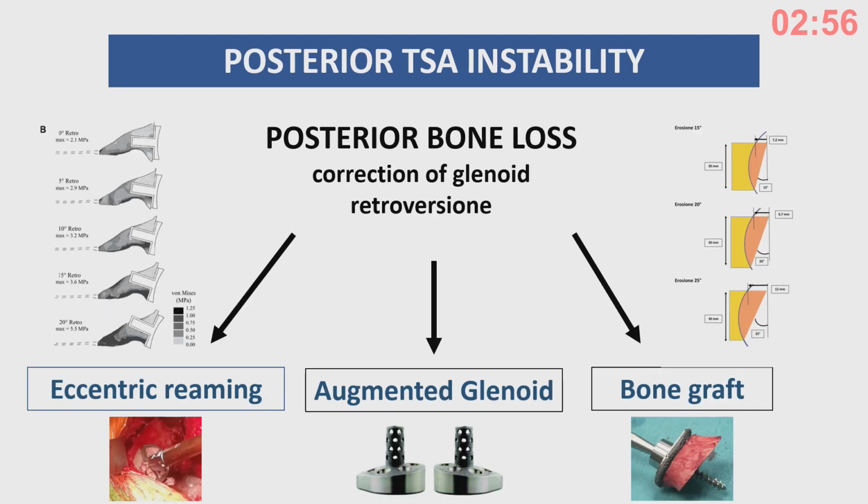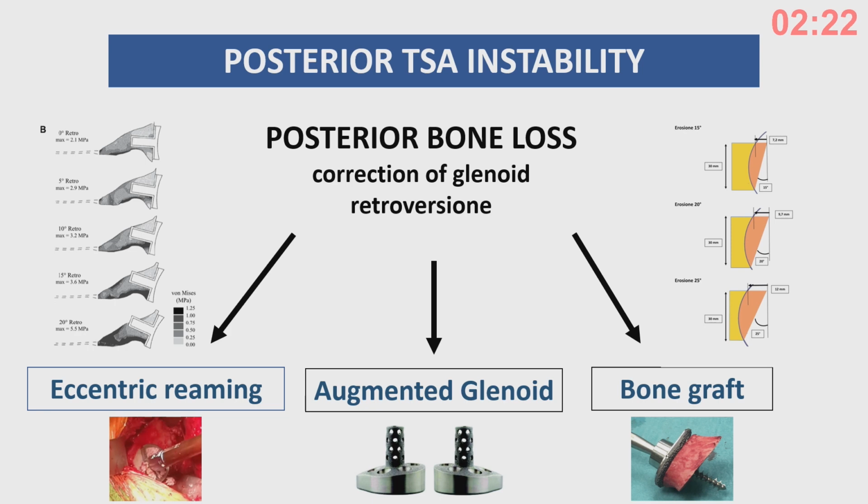In case of posterior instability, first of all, we need to put the component in the right position. So we have to correct the glenoid retroversion. And to achieve this goal, we have different options. First of all, we can do just an eccentric reaming. You need to do that if you have more than 10 degrees of retroversion.